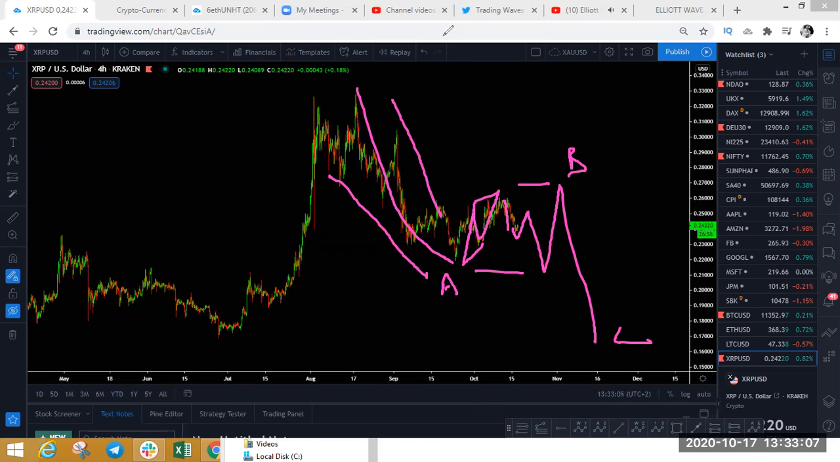Let's draw that leading diagonal properly so you can see why we're saying that it's a leading diagonal in wave A. That is a leading diagonal.